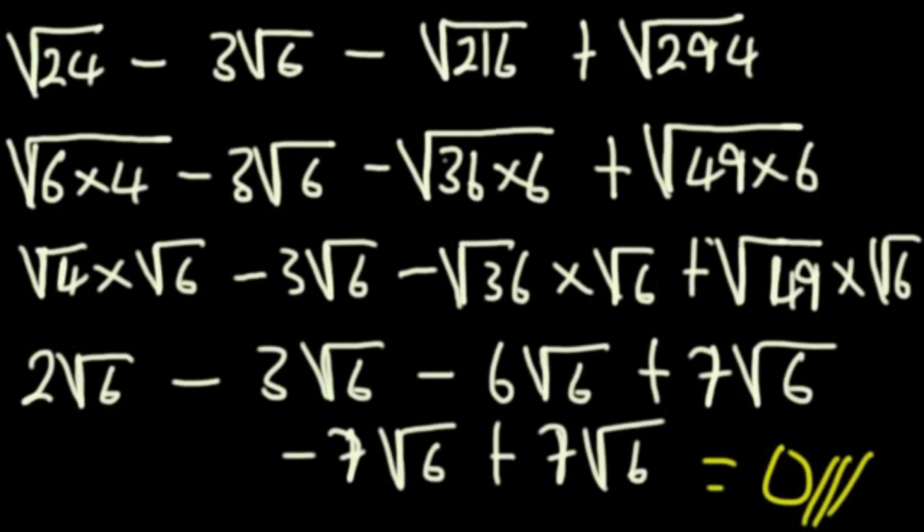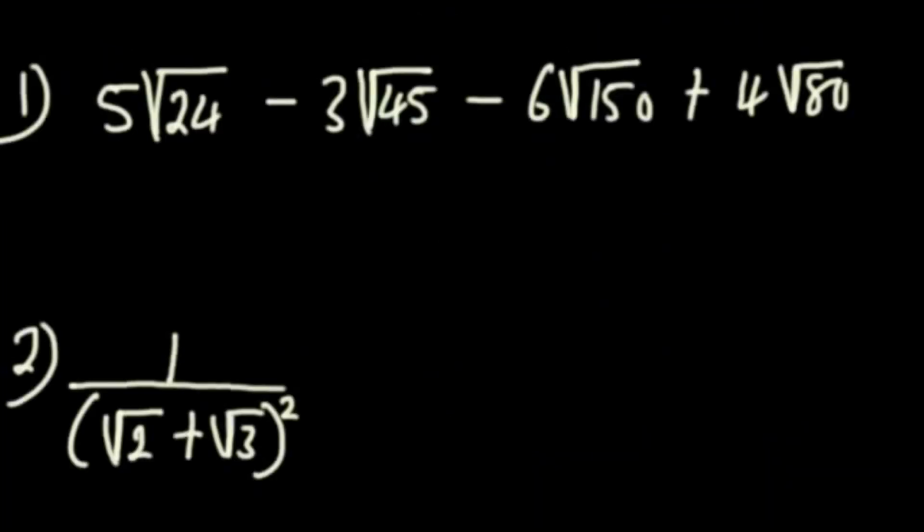Now let's try to work out one more example. Here is an exercise for you. We have 5 root 24 minus 3 root 45 minus 6 root 150 plus 4 root 80. And this is the second one.